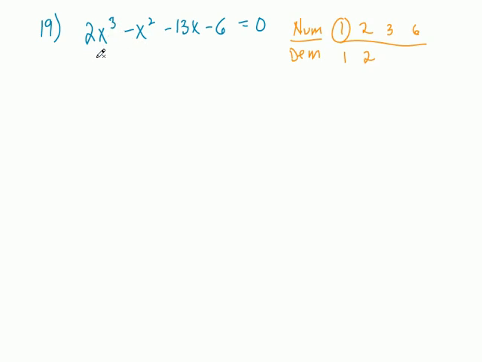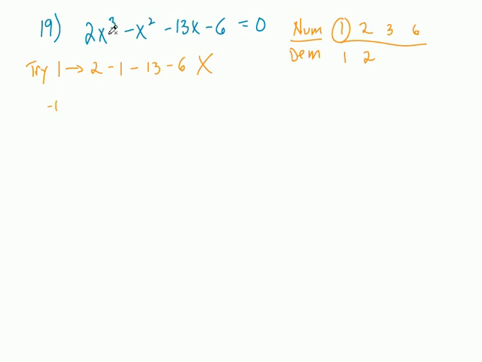Let's try a 1. So I'm putting a 1 in for the x's and seeing if that thing comes out to be a 0. So let's see. What's 1 cubed? It's 1. 1 times 2 is 2. What's 1 squared? It's 1, so that's -1. Minus 13 times 1, so that's -13, minus 6. Does that come out to be a 0? No, that's not going to be a 0. 2 minus 1 is 1, minus 13 is -12, minus 6. Nope, that doesn't work.